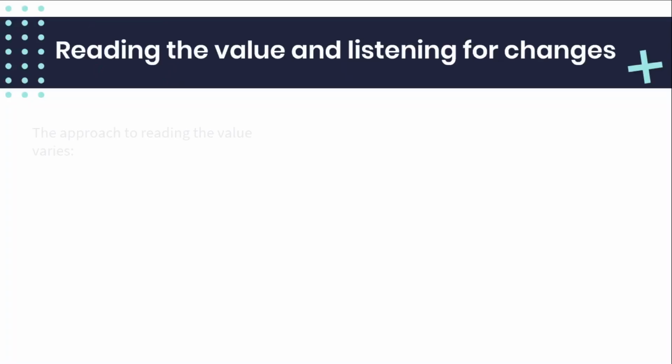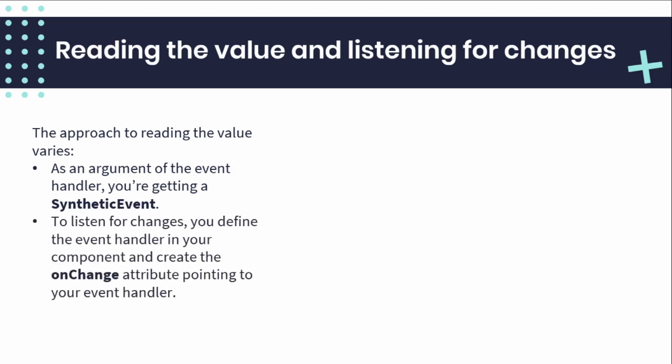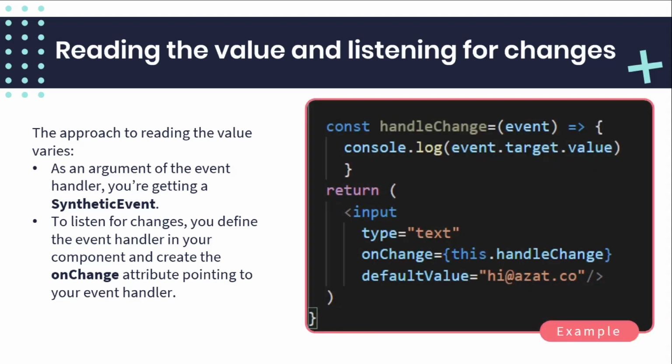Based on this mapping, the approach to reading the value varies. As an argument of the event handler, you're getting a synthetic event. It has a target property of value, checked, or selected, depending on the element. To listen for changes, you define the event handler somewhere in your component. You can define it inline too, meaning in the JSX's curly brackets, and create the onChange attribute pointing to your event handler. For example, this code captures changes from an email field.